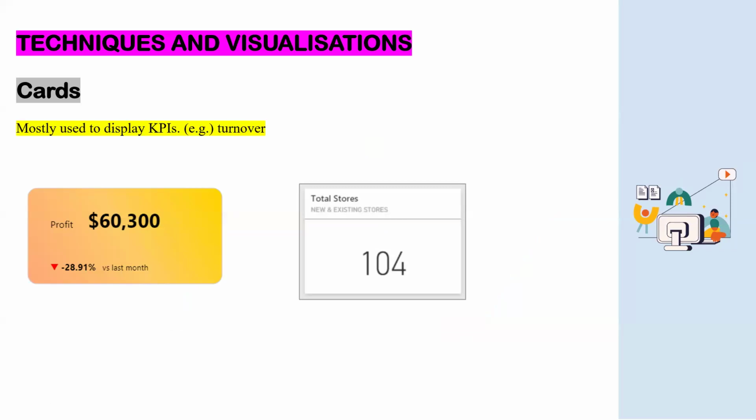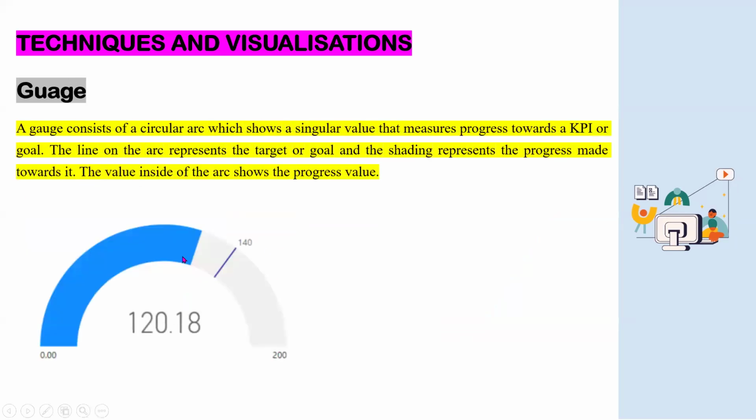Then we also have cards. We use cards to display key performance indicators. Of course, you've used this kind of thing severally in Power BI. And then we also have the gauge. The gauge is more like what you have on your dashboard. When you have enough fuel, it is able to tell you that you have enough. When it's falling, it tells you that, hey, this is falling. So this kind of KPI, we usually use it in monitoring our target.